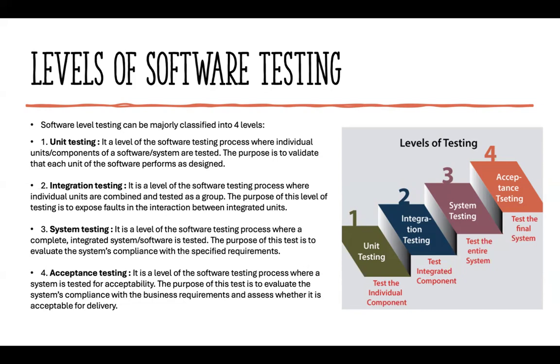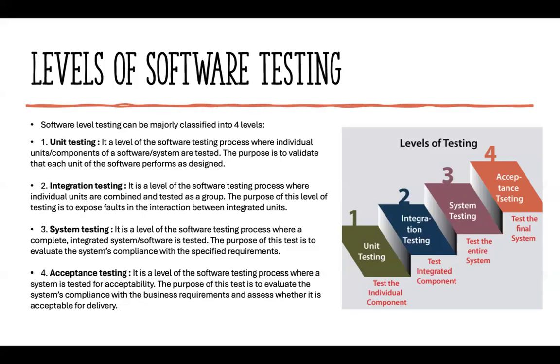So unit testing, at this level of the software testing process, we look at individual units or components of the software system and test those units. And the purpose here is to validate that each unit of this software performs as designed. For integration testing, this is a level of the software testing process where individual components are combined and tested as a group. So the purpose of this level of testing is to expose faults in the interaction between integrated units. So this is the second level of testing.